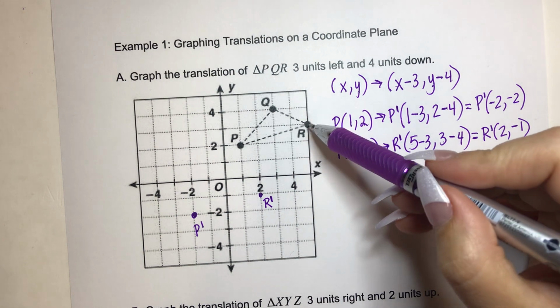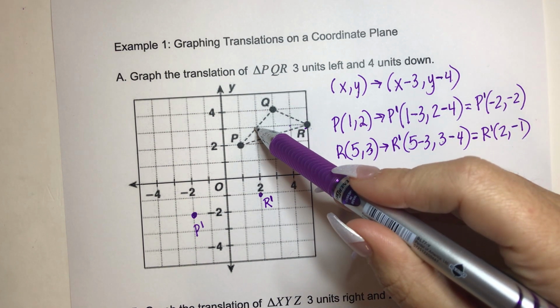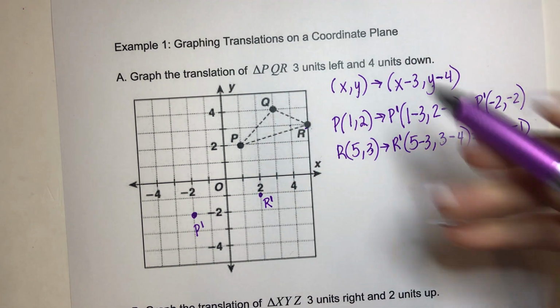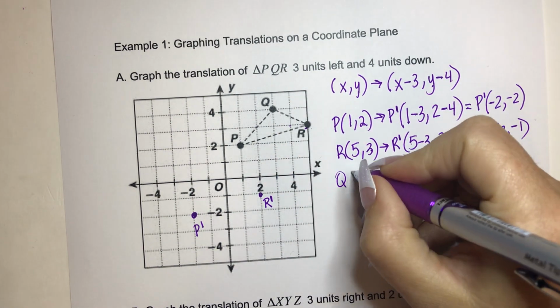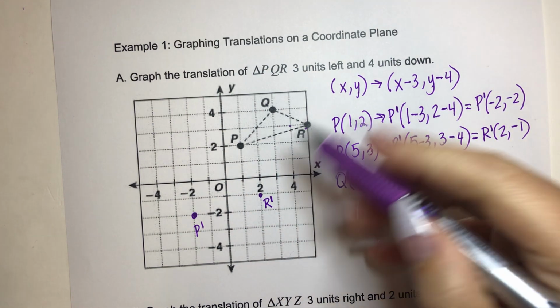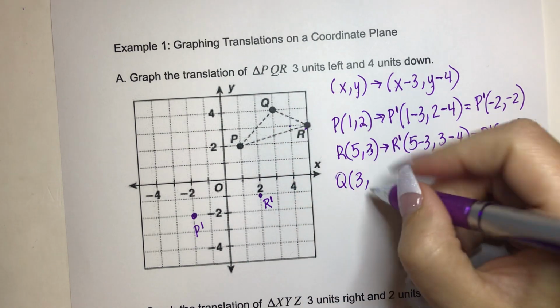And I can check that, right? So if I start here and I go 3 units to the left, 1, 2, 3, 4 units down, 1, 2, 3, 4. Perfect. And then my last one, Q. And Q is, what is the point? 1, 2, 3. And then up 1, 2, 3, 4.